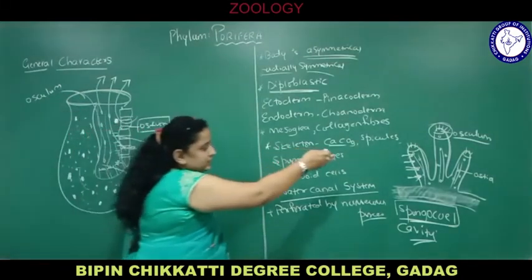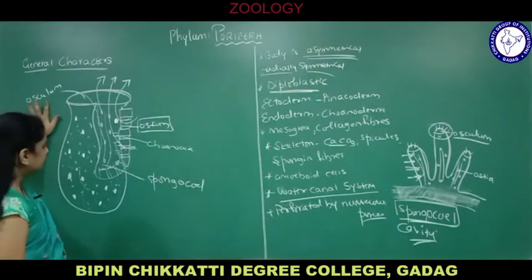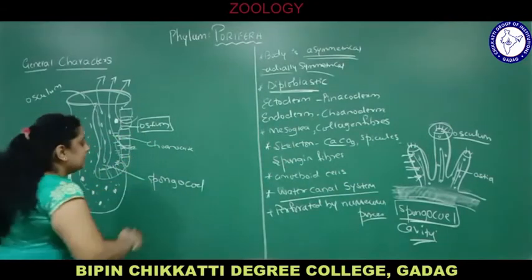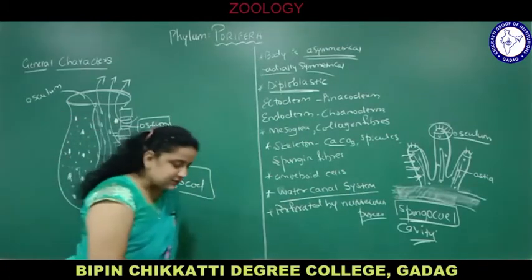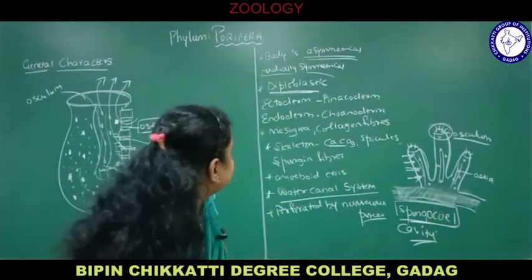In this diagram it is very small. You can see this diagram in detail here: osculum, ostium, choanocytes and the spongocoel. The question will be asked, name the cavity of sponges. The cavity of sponges is called spongocoel. Coelom is the body cavity.